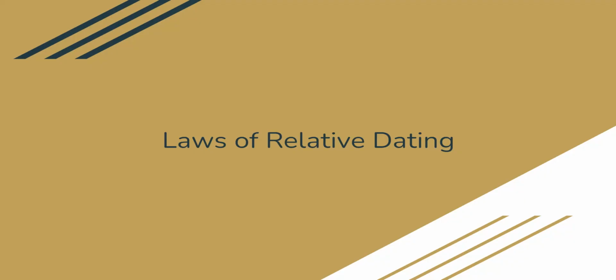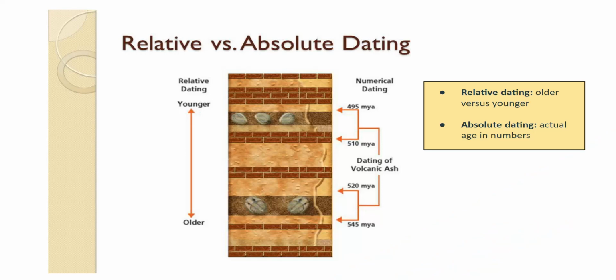Hey guys, so today we're going to talk about the laws of relative dating. Let's talk about what relative dating and what absolute dating is first. Right now, we're talking about relative dating, but we will eventually talk more about absolute dating. So, relative dating is just dating rock layers, or figuring out how old rock layers are, based on just younger versus older instead of actual numbers.